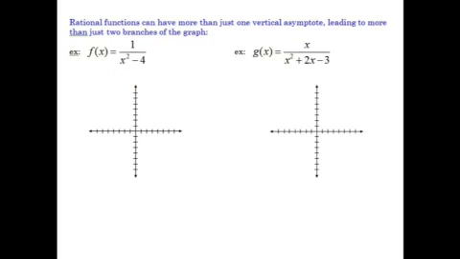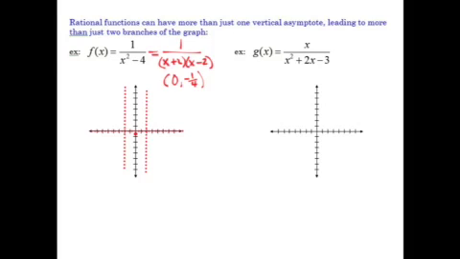So what happens if I have more than one vertical asymptote? Well, I factor this bottom, and I'm going to get vertical asymptotes at plus and minus 2. So I put those in. And we do the same thing with our horizontal asymptote, which is going to be 0 in this case, because I have a higher power on the bottom. And my x-intercept is 0, -1/4. I'm sorry, my y-intercept is 0, -1/4.